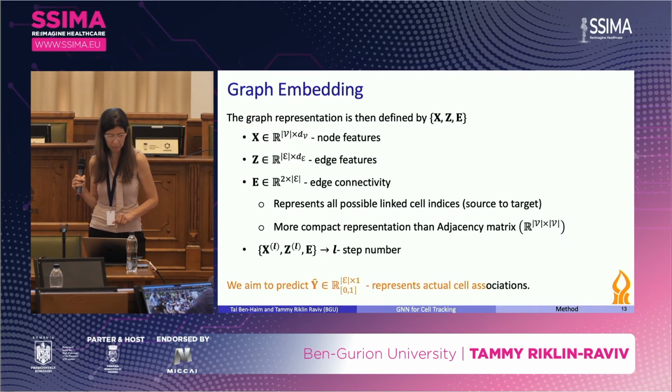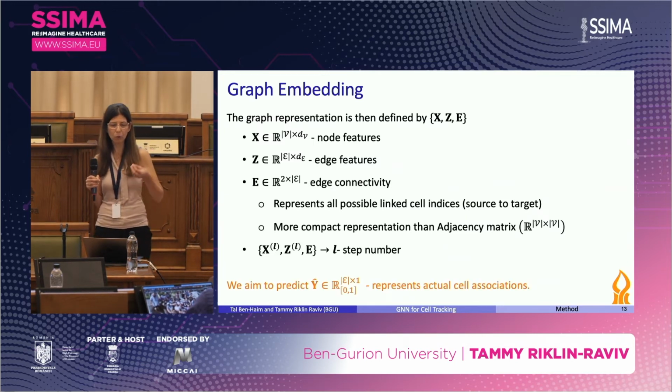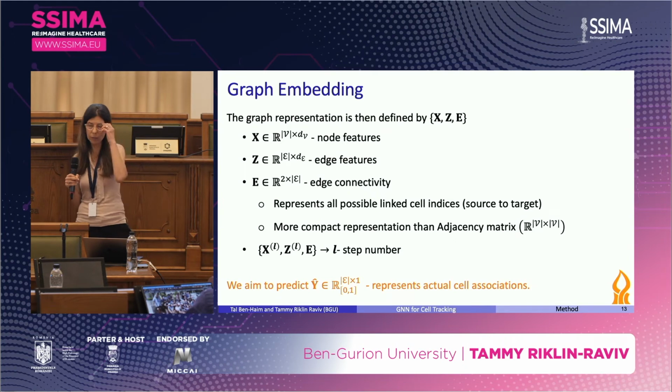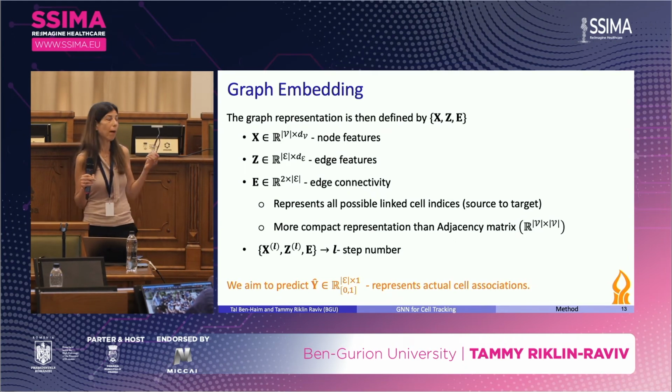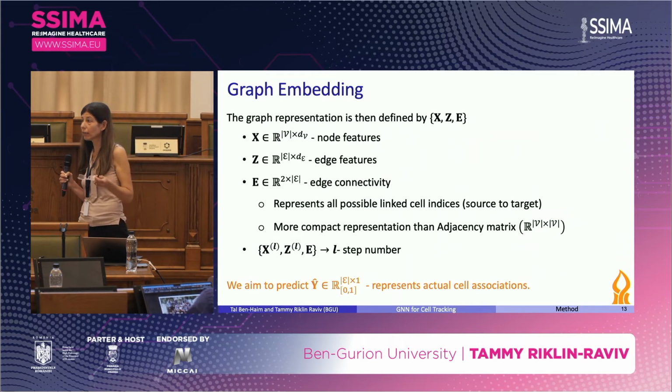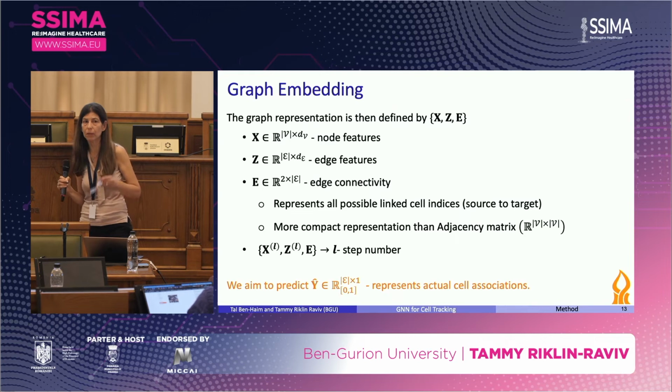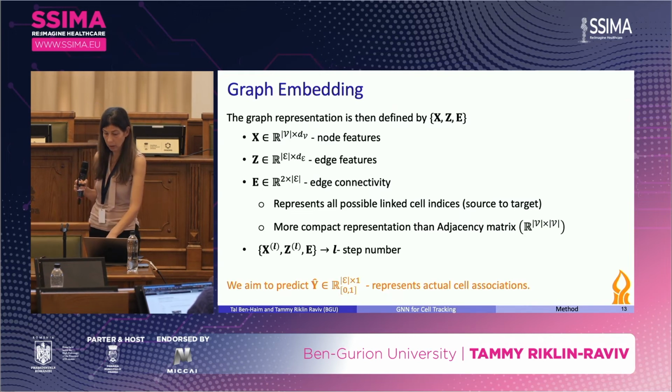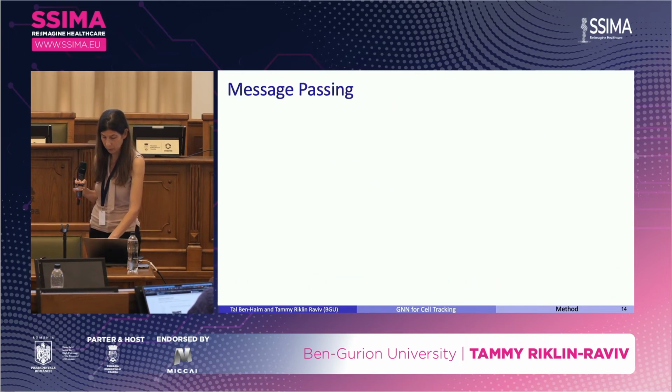L is the step number, and we aim to predict y hat. And what is y hat? Y hat is a binary matrix which indicates which edges are active or not. So eventually, we solve a simple binary classification problem for the entire sequence.